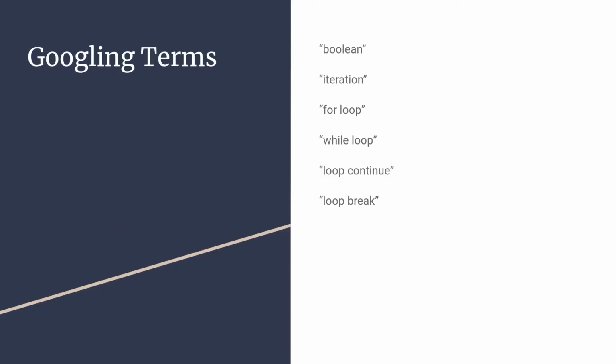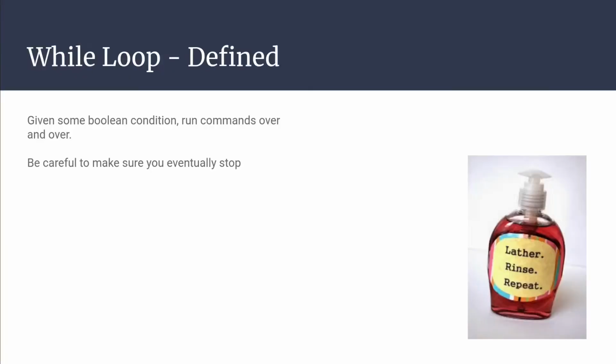To give more of a definition, a while loop uses some Boolean condition to know if it should continue to run. One of the things that I see when people write while loops, or when I write while loops, is you'll create a while loop to do something, but you'll never create a way to stop executing that loop.